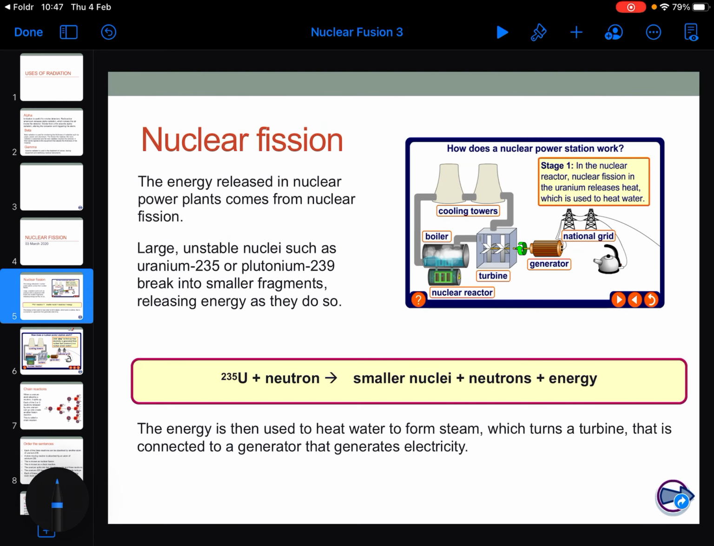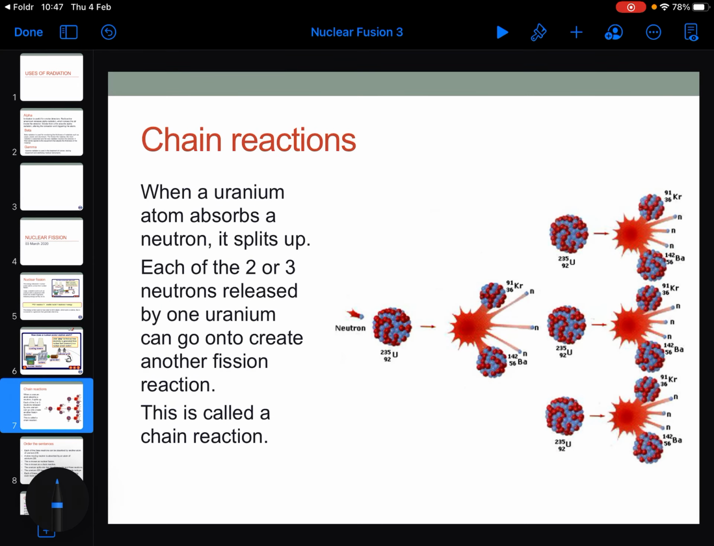Now you will notice, as well as the neutron that goes in, it also gives off neutrons, and it tends to give off 2 or 3 neutrons. So those 2 or 3 neutrons then go off to find their own uranium nuclei to split up, which can cause a chain reaction. So here you've got that neutron going into uranium-235, making it unstable.